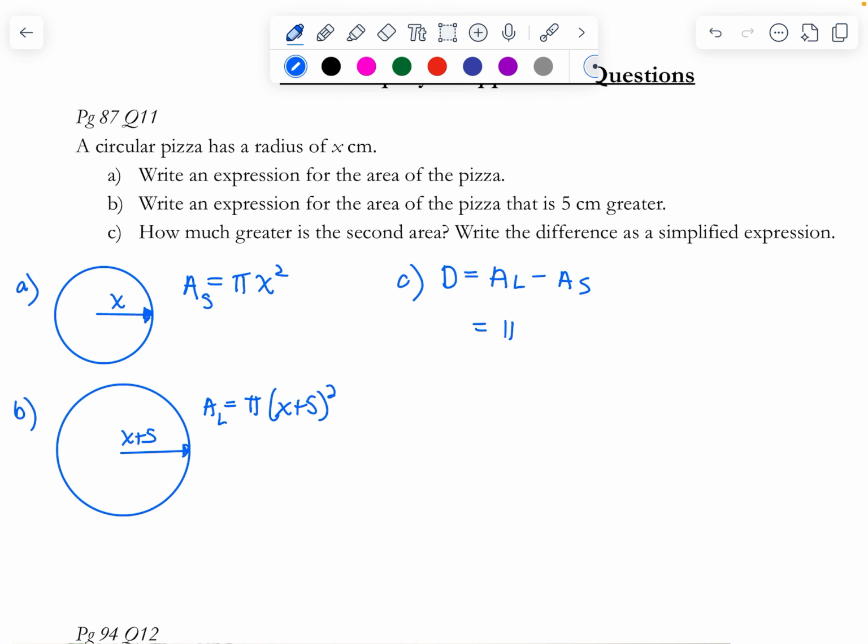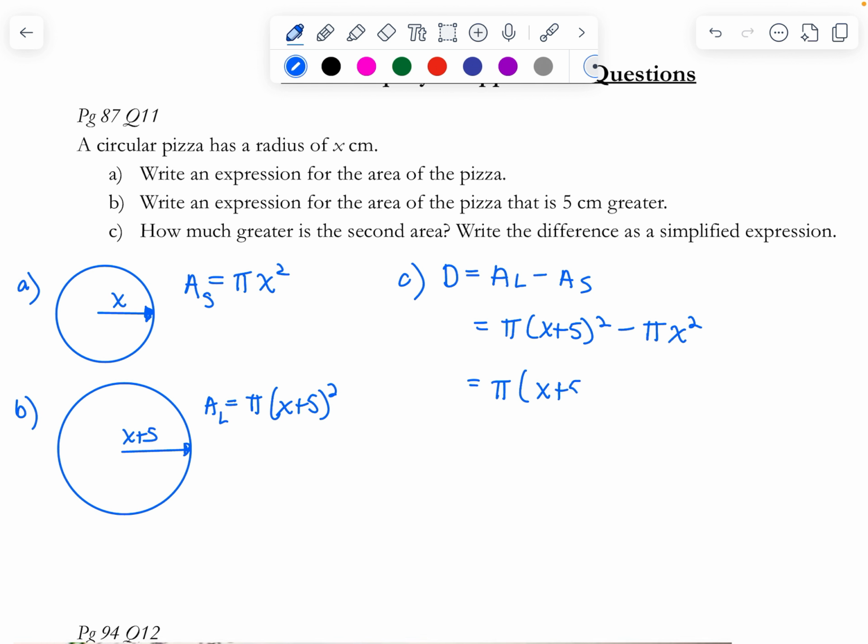Now I'm just going to sub in the expressions I got from A and B, and put them in here as a difference. Now what I need to do is expand my brackets. If you recall, a power of 2 on a binomial means I have to repeat the binomial, and then I am going to expand it.